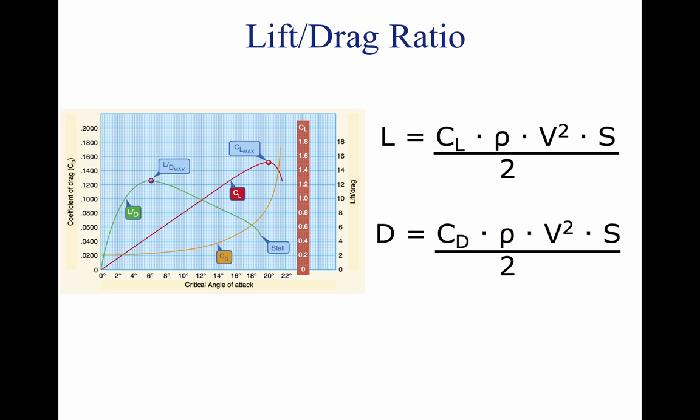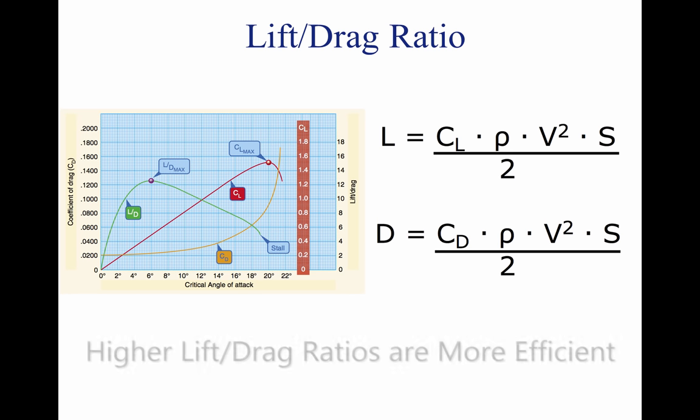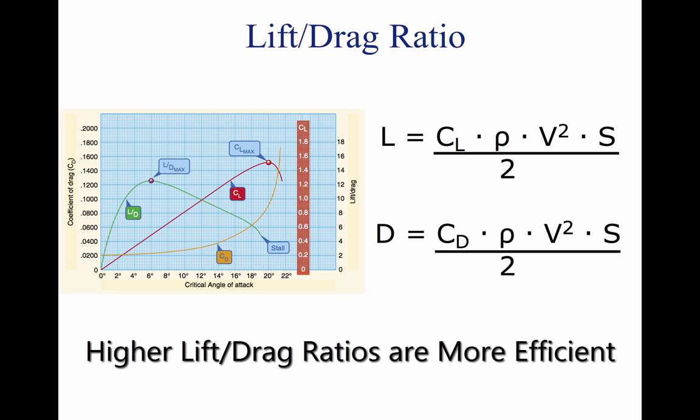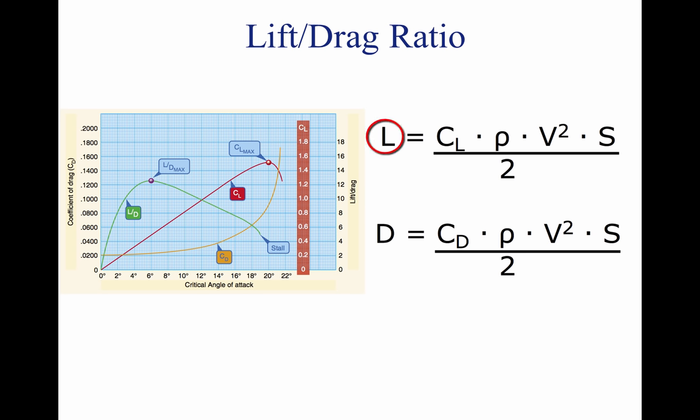Drag is the price paid to obtain lift. The lift-to-drag ratio is the amount of lift generated by a wing or airfoil compared to its drag. This also governs the airfoil's efficiency. Aircraft with higher lift-drag ratios are more efficient than those with lower lift-drag ratios. The lift-drag ratio is determined by dividing the lift component by the drag component, or above, by dividing the lift equation by the drag equation.